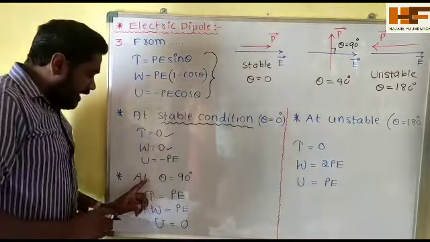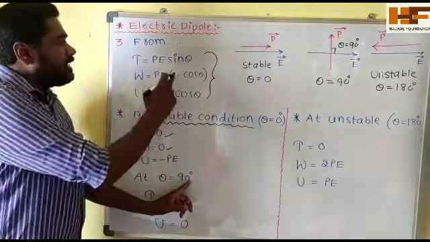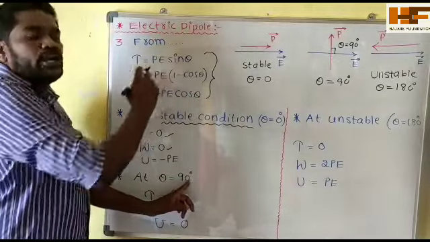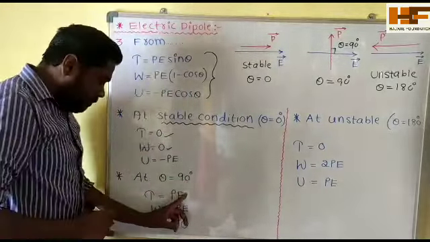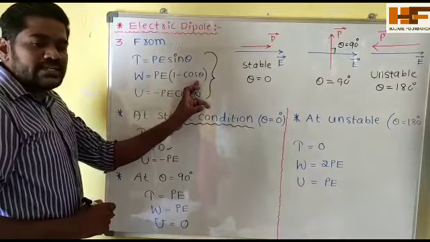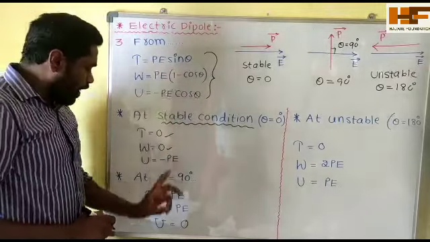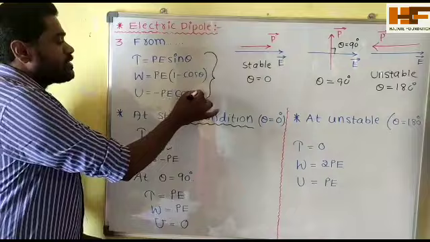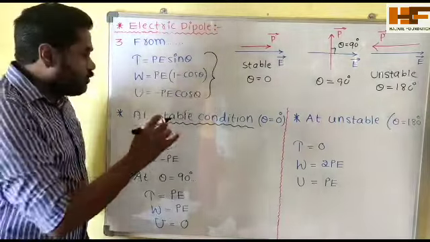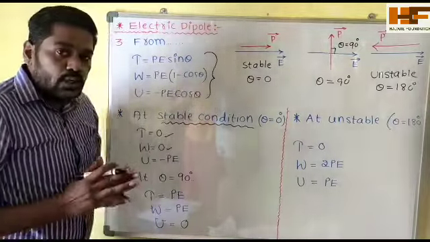Very similarly, at theta is equal to 90, sin 90 value is 1, so torque is 1 into Pe. And cos 90 is 0, so 1 minus 0 is 1, therefore work is Pe. And when you substitute here, cos 90 is 0, 0 into anything, therefore U is equal to 0.